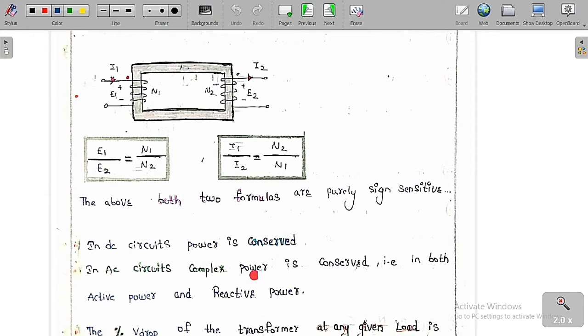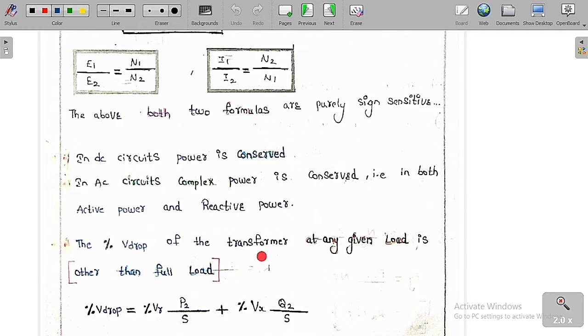In DC circuits, the power is conserved. In AC circuits, the complex power is conserved, that is, both active power and reactive power. I have already told you that in DC circuits the power is conserved, meaning whatever the input power is equals the output power. Whereas in AC circuits, the complex power is conserved, meaning both the active power and the reactive power are conserved. Because S is equal to P plus jQ, if S is conserved, then P is conserved and also Q is conserved.